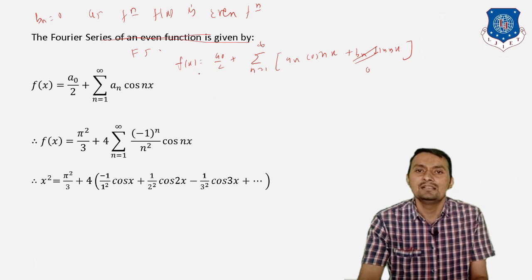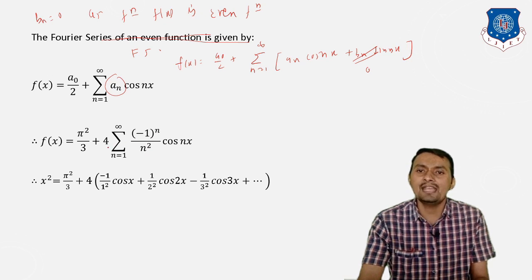So in that case f of x is equal to a0 by 2 plus summation from 1 to infinity an cos nx, but an is exactly 4 times minus 1 raised to n divided by n square, but we can take 4 outside from this because this is a constant quantity. But f of x is equal to x square here.